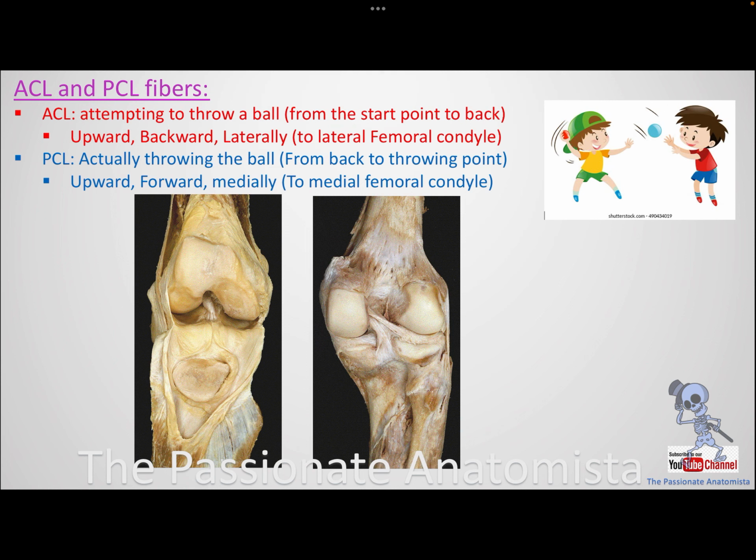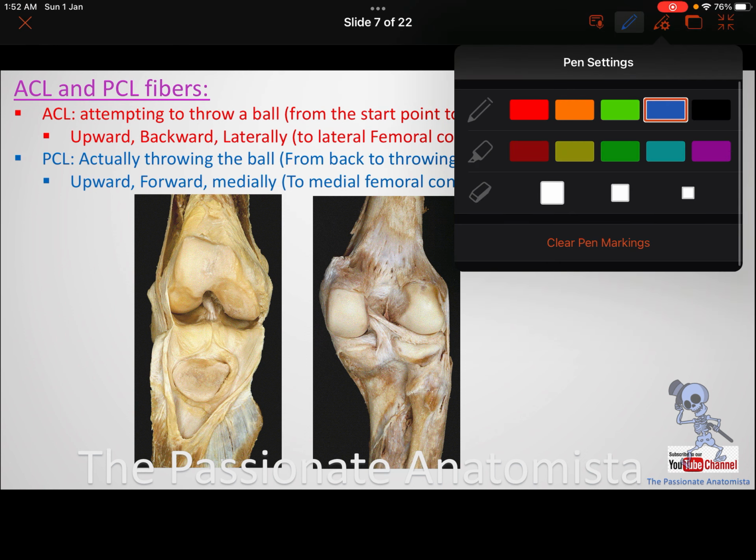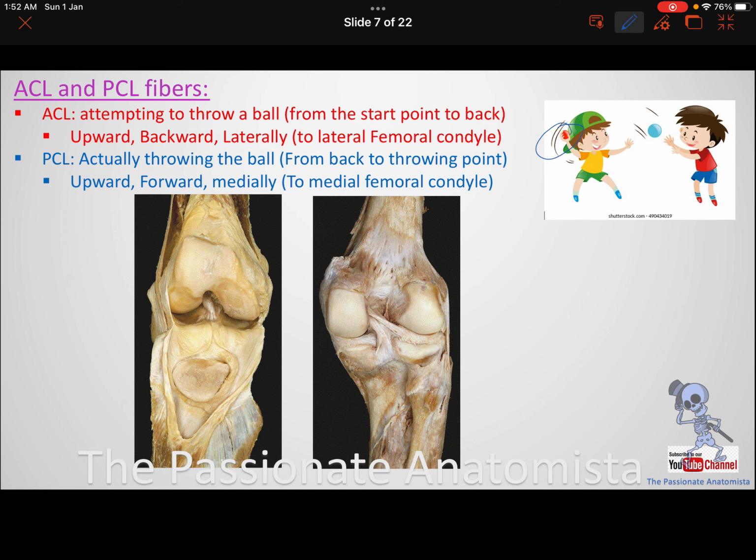How do they work? I want you guys to think about the running fibers of the ACL and PCL as if a kid is trying to throw a ball. Imagine that the ball's starting position for this guy who is wearing the yellow shirt is actually here. Once you get the ball from the anterior intercondylar area and you move laterally, what is the running of the fibers of the ACL? It is upward, backward, laterally. Look at him again. This is lateral, it's going away from his body.